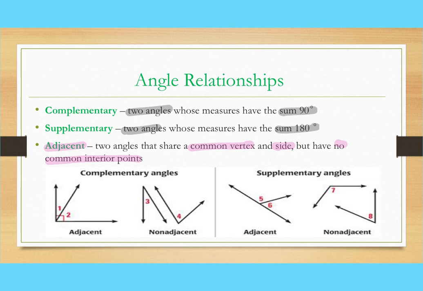So if you look under both complementary and supplementary, there are examples of adjacent and non-adjacent. So adjacent would be like angle 1 and angle 2. They are next to each other and they share a side, but they don't overlap. Same thing on the supplementary side. Angle 5 and angle 6 would be next to each other, but do not overlap, so those are adjacent. The others in each section are not adjacent. They can still be complementary and supplementary, but they're not adjacent because they're not next to each other.